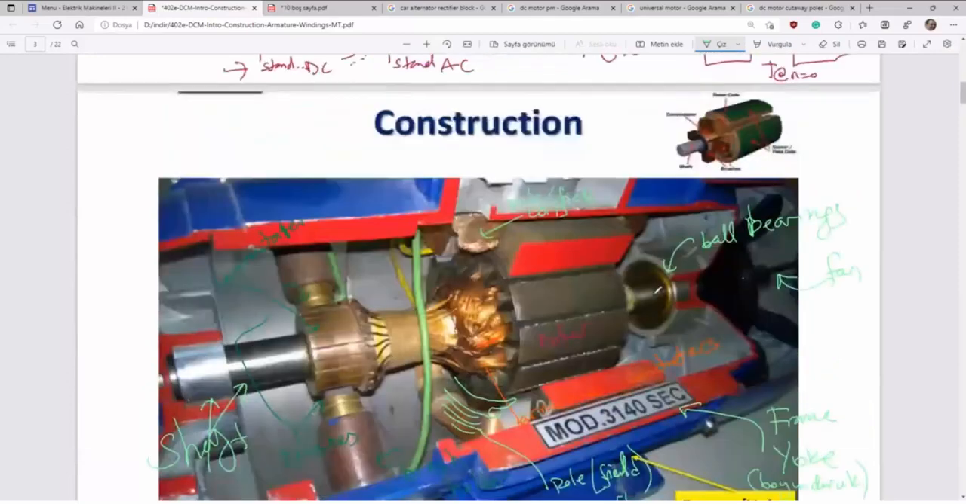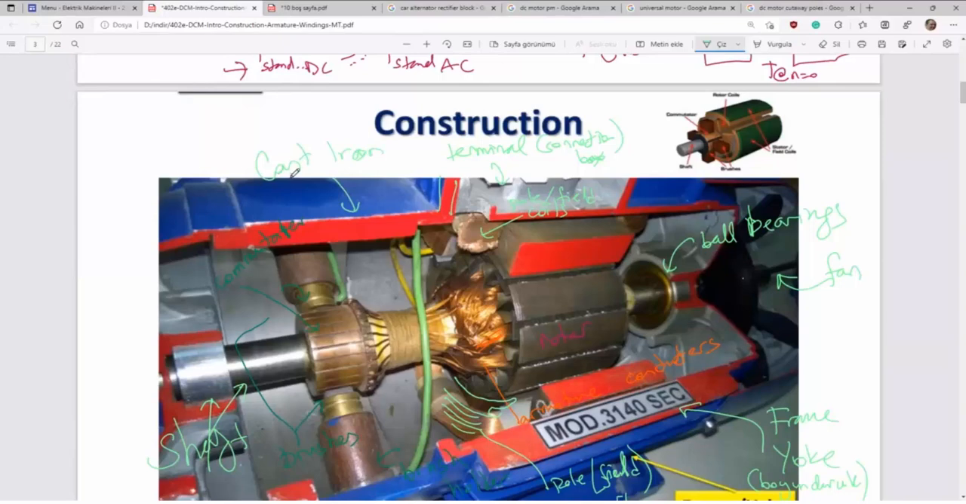It is not clear, but here is the terminal box, terminal or connection box, and then it looks like cast iron, not aluminum.